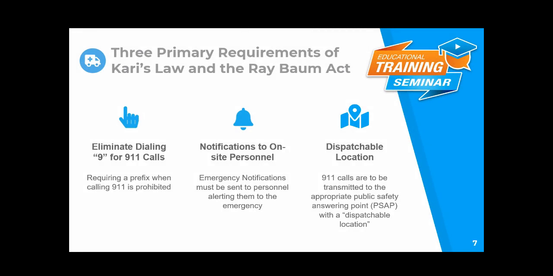So let's talk about the 3 primary requirements of Carey's Law and the RABOM Act, as this is super important to know. Those primary requirements include 1, eliminate dialing 9 for 911 calls. So you want to work with a provider that does not require a prefix when dialing 911. Next, ensure your provider has the ability with emergency notifications to be sent to designated extensions for personnel, alerting them to the emergency. And then lastly, confirm that the SIP trunk provider can route 911 calls to be transmitted to the appropriate first responder with a dispatchable location.